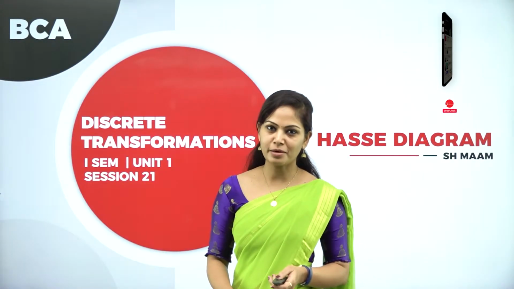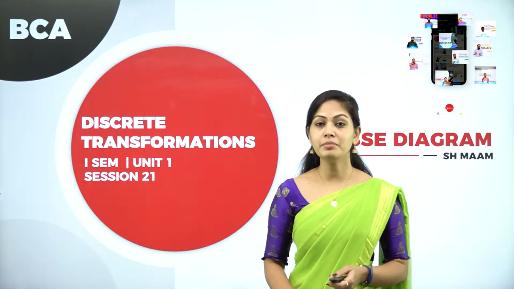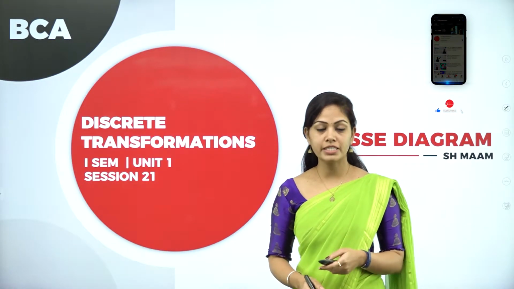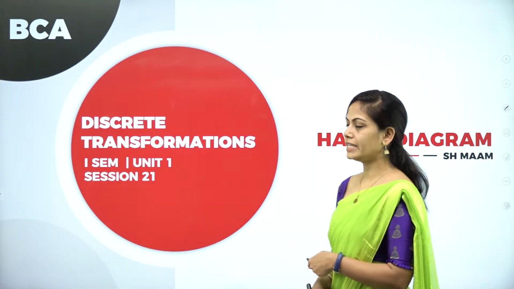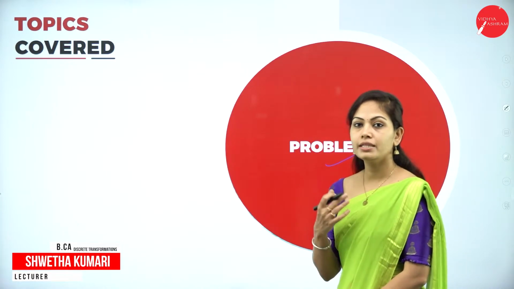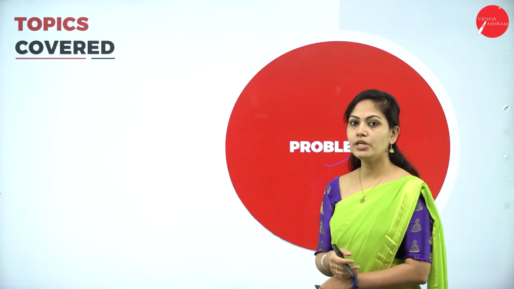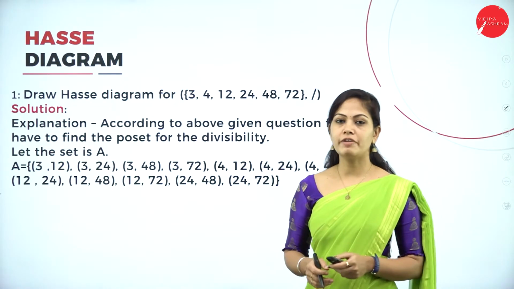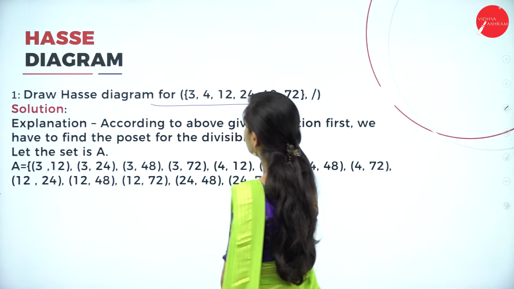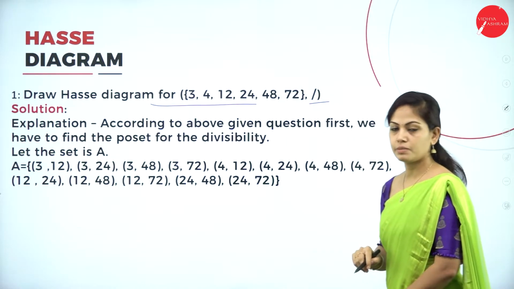Hello everyone, welcome back to my new session. In my last session, I discussed Hasse diagrams, maximal elements and minimal elements. So today I will discuss more problems on Hasse diagrams. I will explain the problems on Hasse diagram and how to find the maximal element and minimal element in a Hasse diagram. So definitely you can expect this question for 7 marks. So first question, draw a Hasse diagram for 3, 4, 12, 24, 48 and 72 under divisibility.